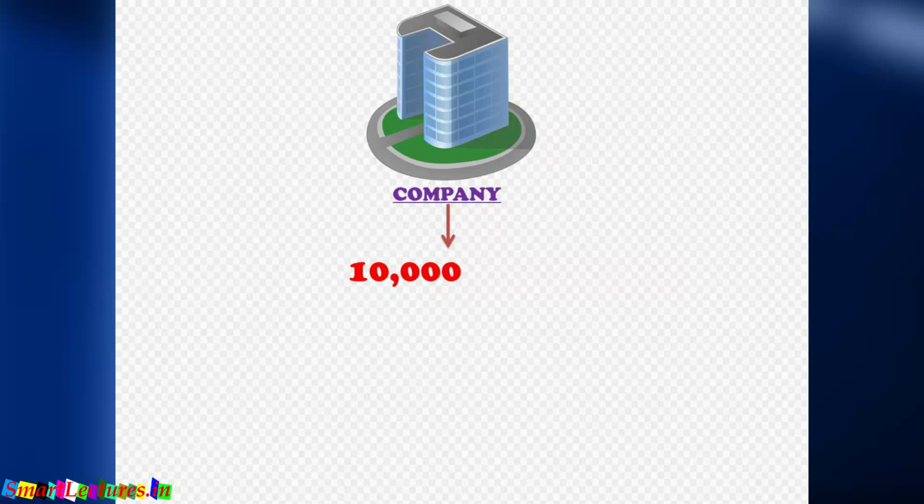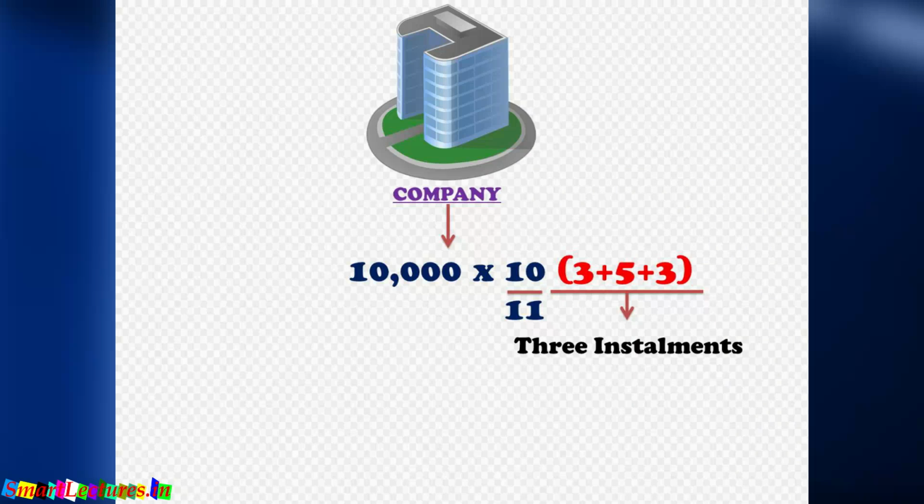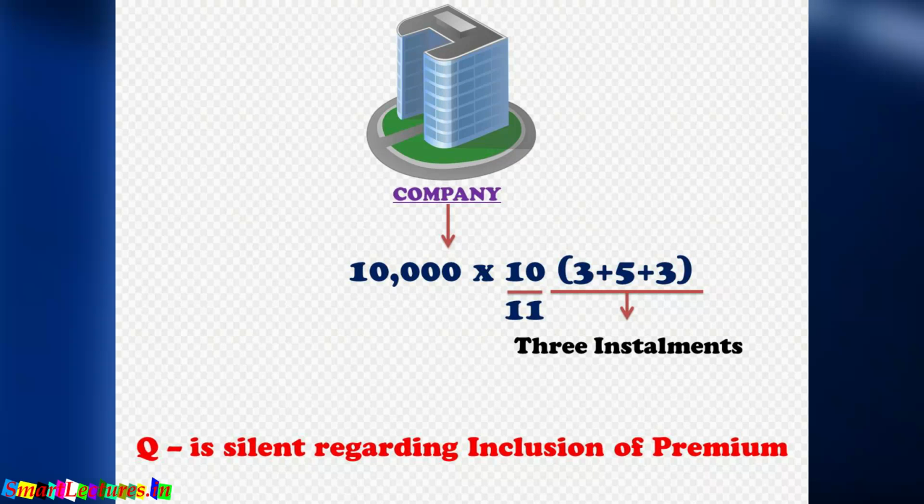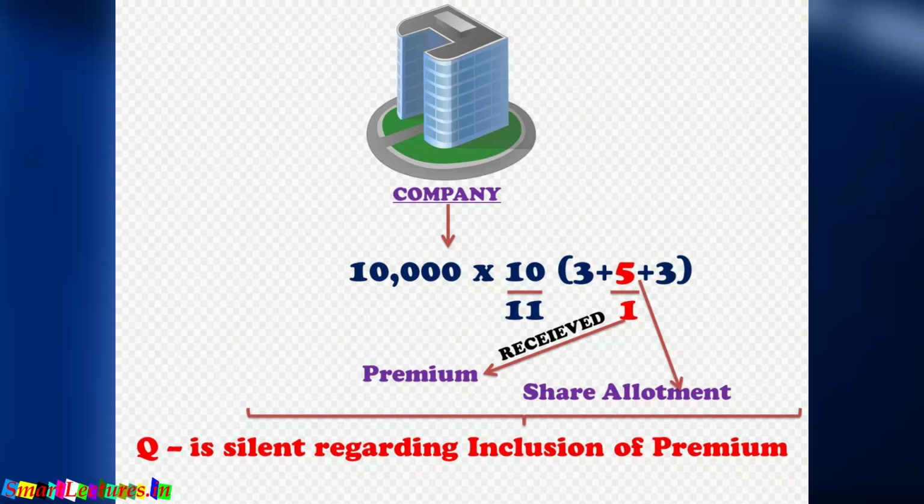Company issues 10,000 shares of rupees 10 each at rupees 11, and the money was payable in 3 installments, 3 plus 5 plus 3. If the question is silent regarding the inclusion of premium, we can assume that the premium money was received at the time of allotment.